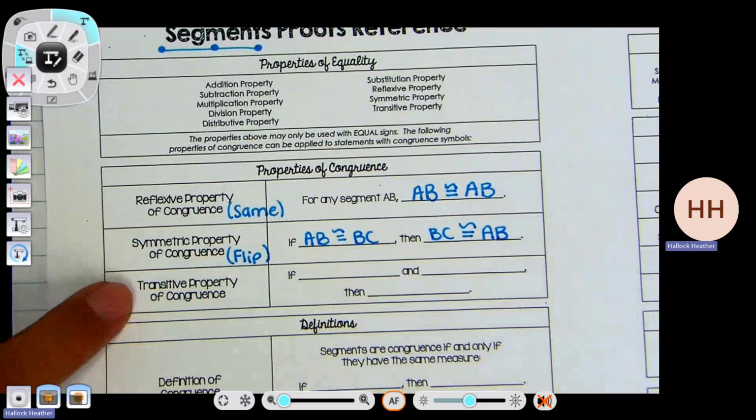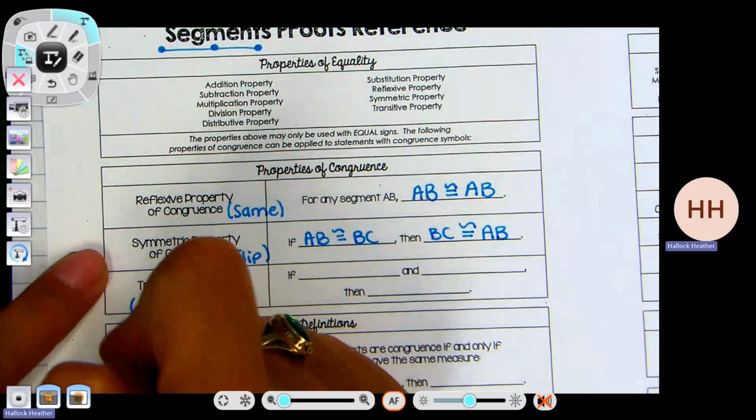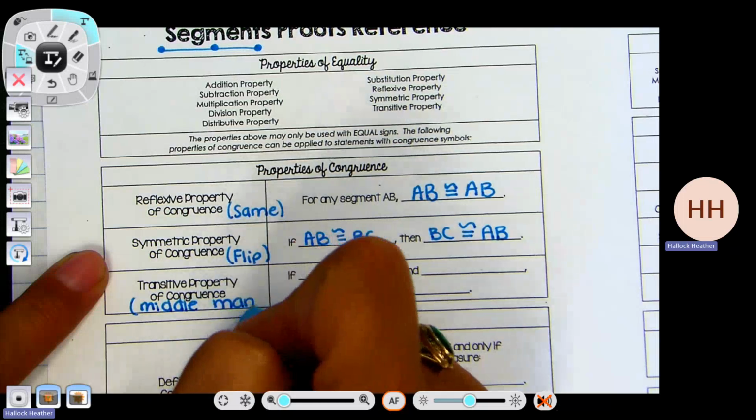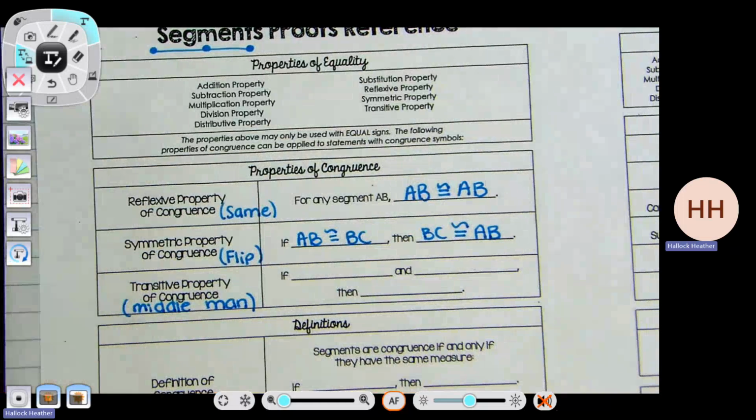The last one that we talked about last time was transitive property of congruence. Transitive property is the one where we take out the middleman. Bless you. So we have a middleman. It's basically like, if I know X is 5 and Y is equal to X and Y equals 5, then I could say X and Y are equal because they all mean the same thing.